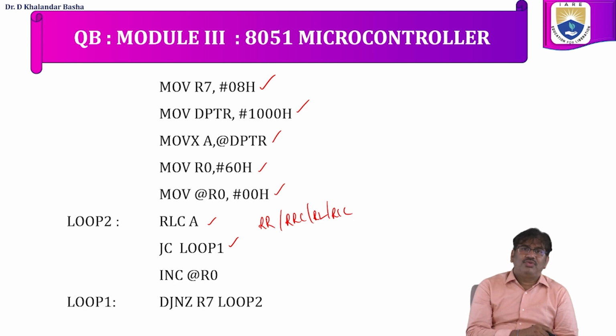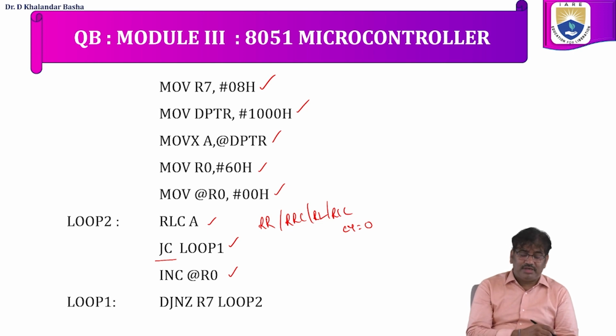So what is the objective? We want to find out 0. But if carry is equivalent to 1, nothing to be done, go for the next iteration. If a particular bit is equivalent to 0, the carry flag will become 0. This condition fails. The subsequent instruction will be executed, where we are going to increment the memory location, which is 60H, which is loaded into the R0 register.